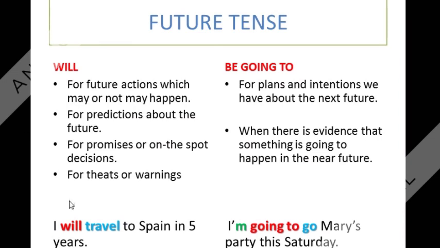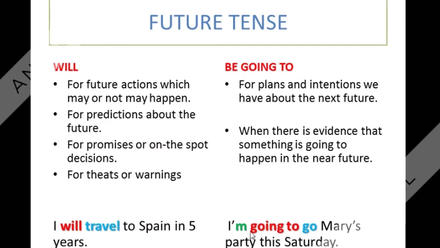So we have an example here with will. I will travel to Spain in 5 years. It may happen, it may not. That's why we use will. And we have I'm going to go to Mary's party this Saturday. So what's important here? After will, you need the verb in the base form, as we have it here, travel, and you don't need anything else. You don't have to conjugate anything. It doesn't matter what the pronoun is here. Nothing changes.